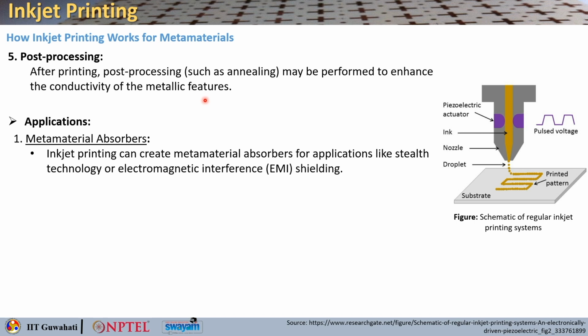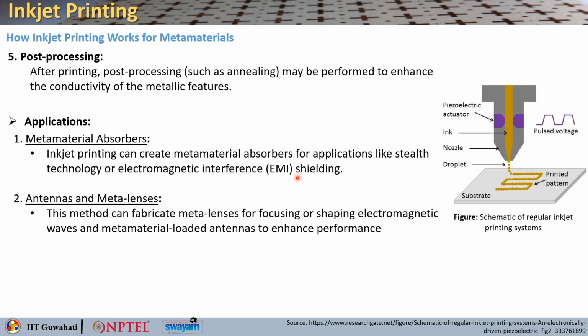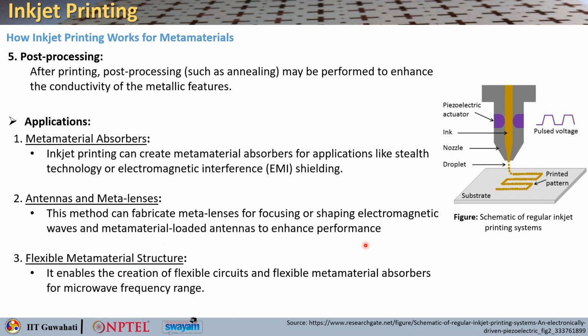So, where are the applications? First thing, you can make metamaterial absorbers using inkjet printing. Inkjet printing can create metamaterial absorbers for different interesting applications like stealth technology or electromagnetic shielding, that is electromagnetic interference shielding, EMI shielding. You can also use them for antennas and metalenses. You can fabricate metalenses for focusing or shaping electromagnetic waves and metamaterial based antennas to enhance performance, as we already discussed in this course earlier.